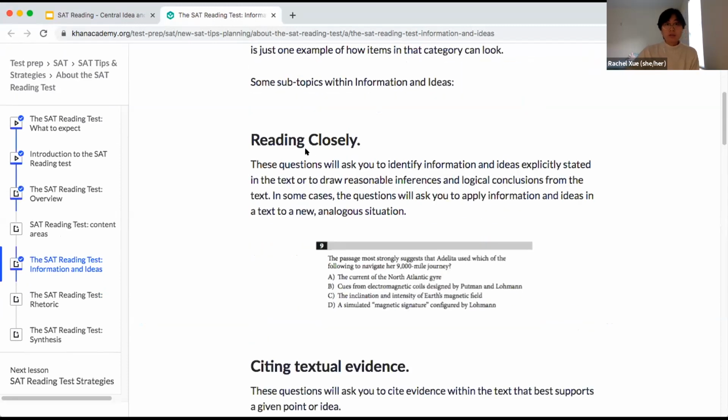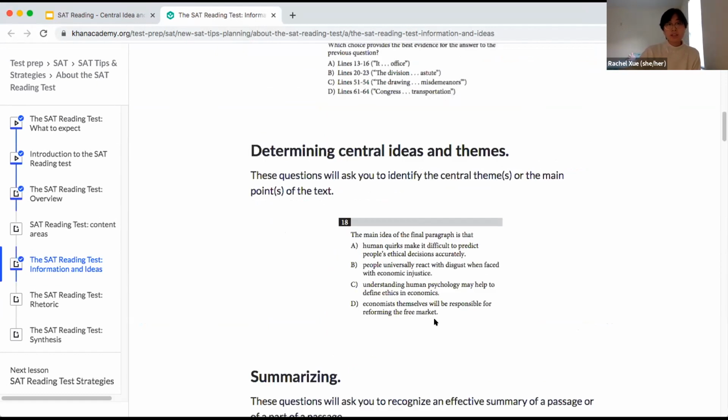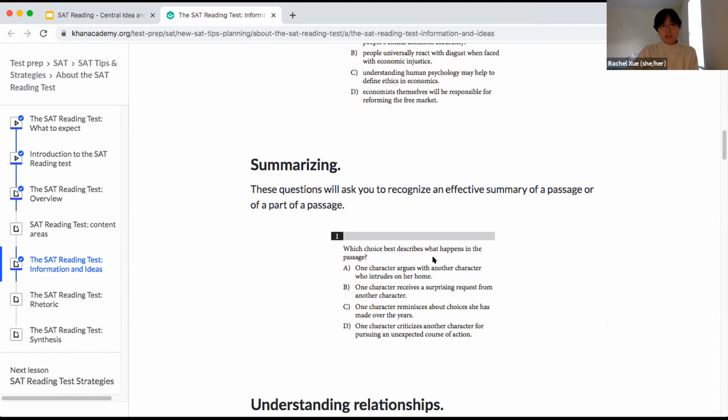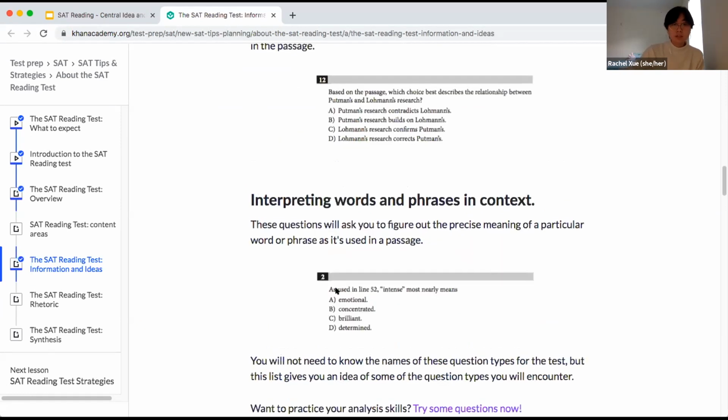So we have reading closely questions that ask you about details of the passage; citing textual evidence, which asks you to give specific lines that give you evidence; determining central ideas and themes, which is about main ideas; and summarizing, which asks you basically to summarize what the passage is about. There's also understanding relationships, and interpreting words and phrases in context. So they'll ask you literally, what does this word mean in context? That is an overview of the reading lesson for this week.